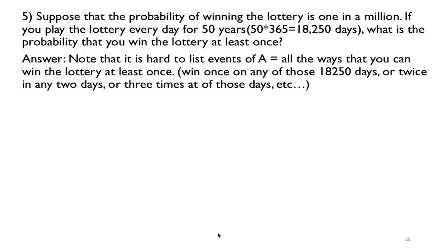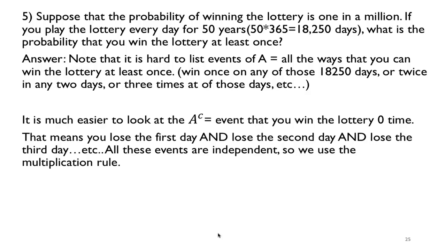So again, let A be the event that you win at least once. It's actually impossible to list out, at least by hand, all the ways that you can win at least once, because that means you have to win 1 of those times, or maybe 2 of those times out of 18,250, or 3 of those times. But each of those times could occur on different days. Listing out all the ways you win at least once is really, really hard. But here's an event that's easier to think about. Look at the complement event, or the opposite event: the event that you win the lottery none of the time.